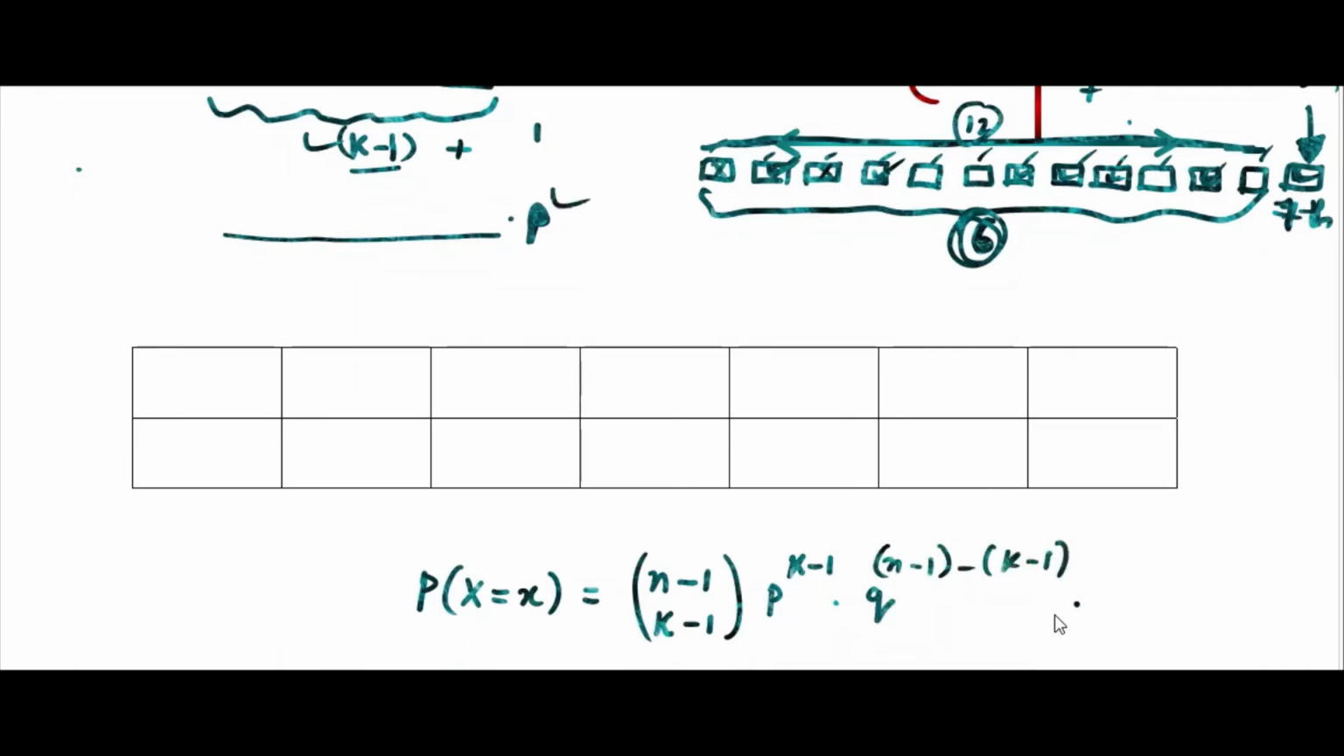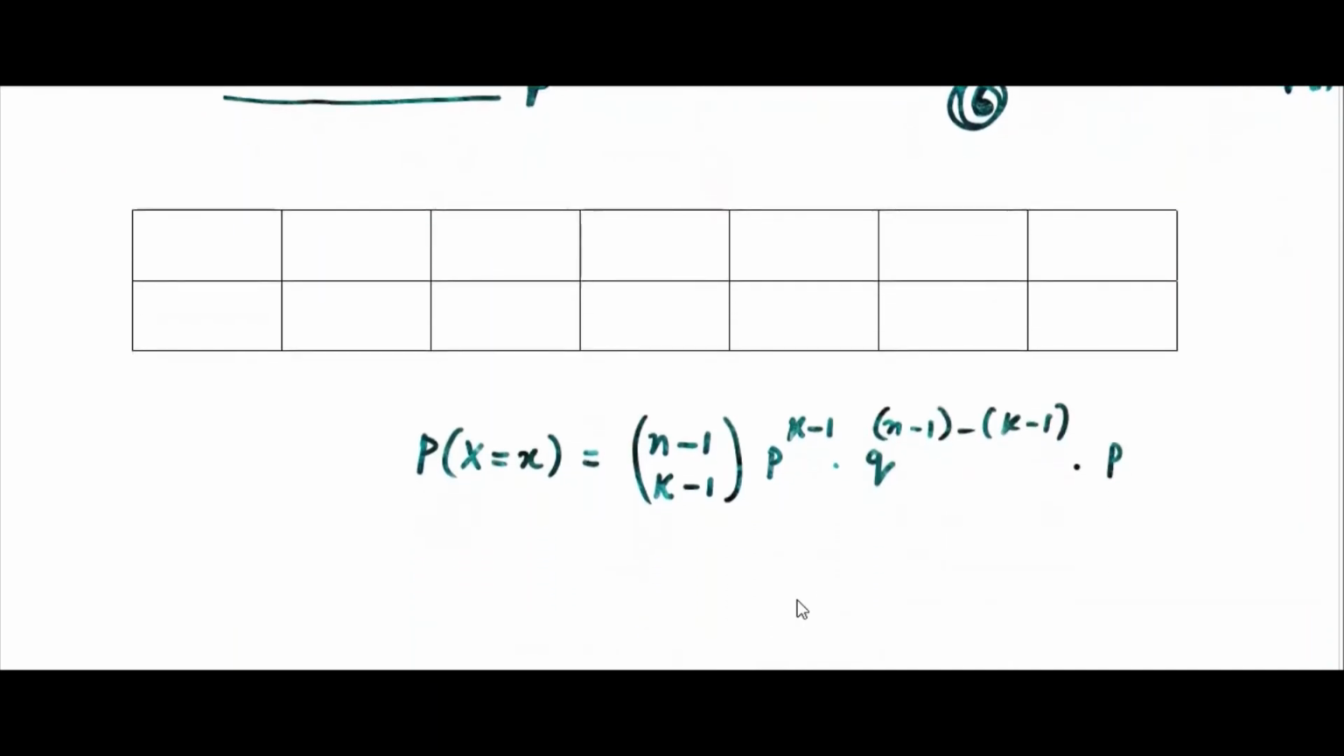Also, the last one should be P. That also I have to write. So finally the formula will look like this. Probability X is equal to x, (x minus 1 choose k minus 1). Then p power k, you will get here. Then q power x minus k. And remember, X will start from k here.